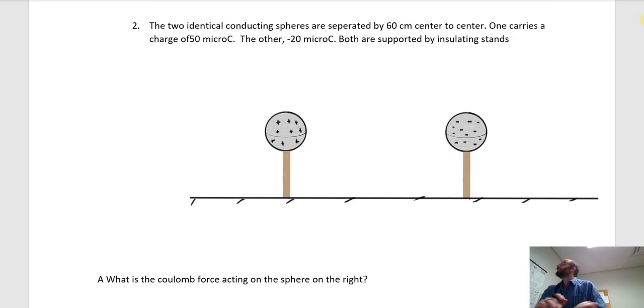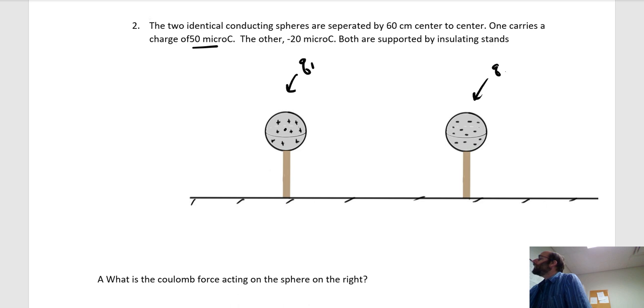Two identical conducting spheres are separated by 60 centimeters center to center. So that means in this problem, that distance right there. Also, the word identical is very important because what that means is we're going to assume they have the exact same geometry, exact same surface area, and so forth. Okay, one carries a charge of 50 microcoulombs. So I'm going to call that one charge 1, 50 microcoulombs.